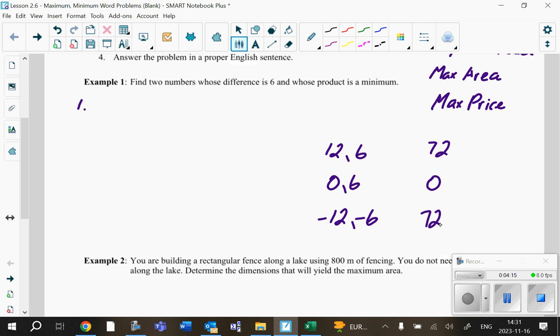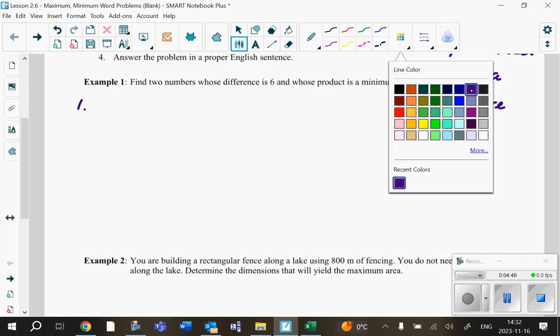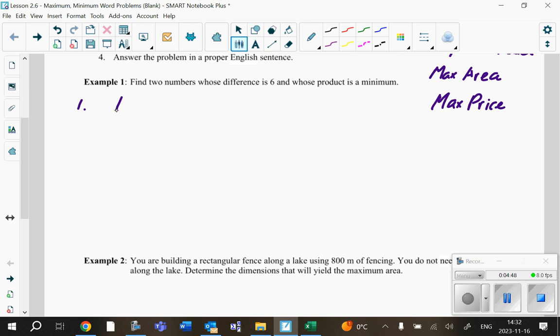Do you see how the guess and check is not really working too well, right? What you want to do is pick 1 positive and 1 negative number that differ by 6. Because if you multiply and get a negative answer, you can get below this, okay? But clearly, just doing a guess and check would take you an awfully long time. So let's use algebra. There's 2 unknowns.